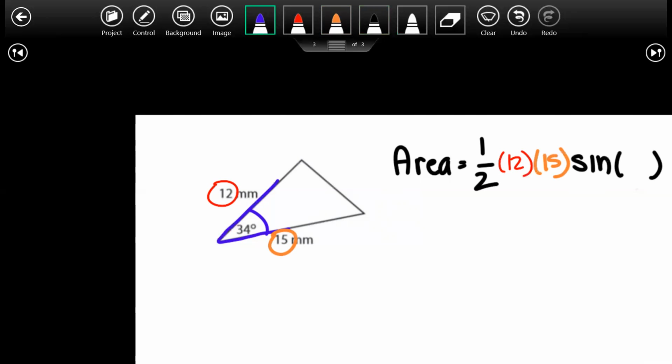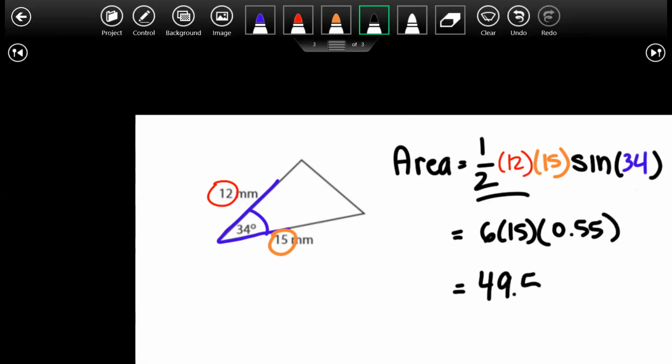Easy. You could probably just plug this into your calculator again. You don't have to. The first two here is going to give me 6 times 15 times sine of 34. Sine of 34 is about 0.55. Take that, multiply by 15, multiply by 6, and we get what? Mine was a little bit more accurate. Mine gave me 50.3, but it's okay. We're going to use that.